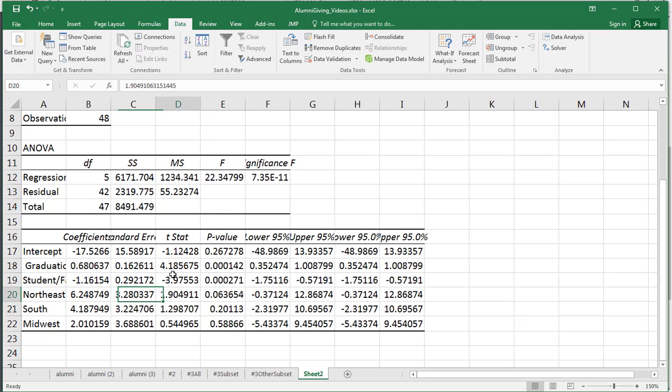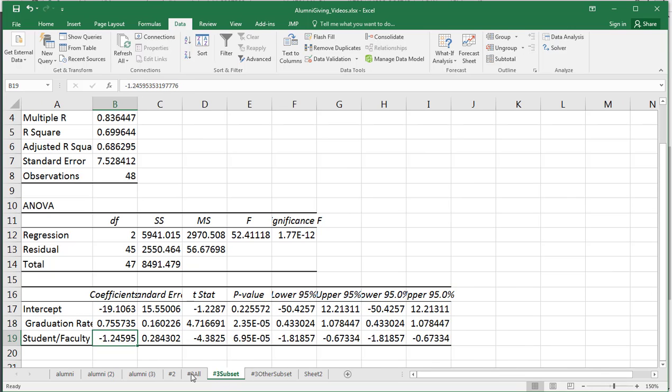So while that's interesting, none of those are really statistically significant, so I may not want to actually use this model. I might instead want to go back and look just at graduation rate and student-faculty ratio instead of adding these regions. Although it is somewhat interesting that I found this out, right? I could do this though without a regression. I could group them in a pivot table and figure that out as well, probably. So in this case, adding the region doesn't do a whole lot for me. So I'm still liking this number 3 subset, which is graduation rate and student-faculty ratio.